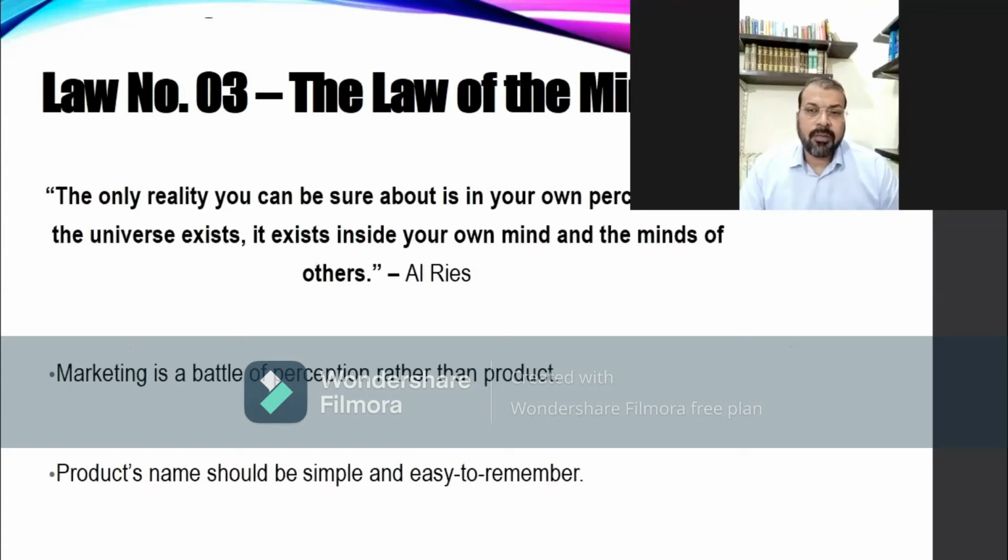The law of mind. The only reality you can be sure about is your own perception. If the universe exists, it exists inside your mind and the mind of others. So let's take your own example: you have perception about products. This product is very tasty. This restaurant serves the best quality. This restaurant is cost effective. So you have that perception.